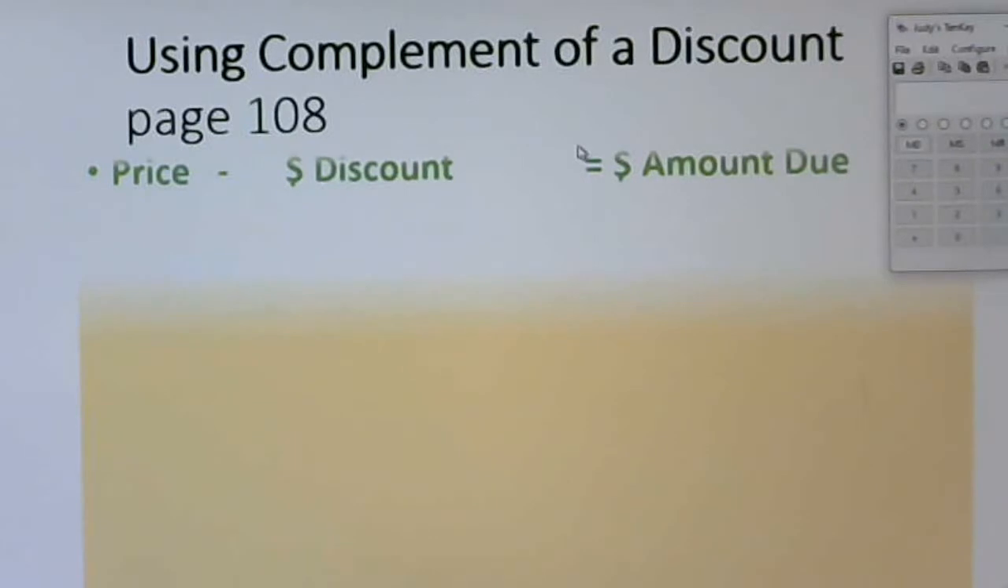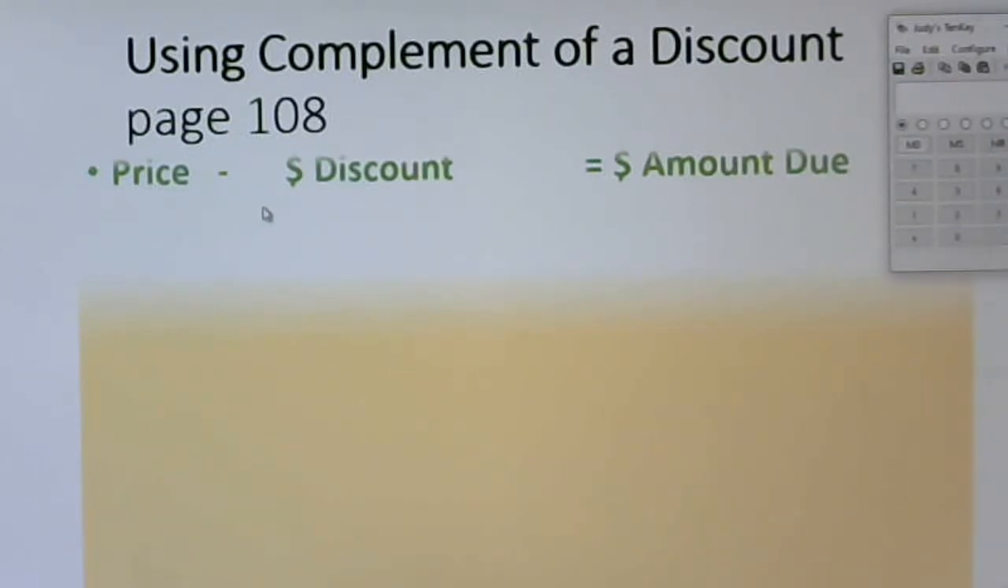Okay, the complement of a discount rate starts on page 108 in the left. A discount is subtracted from a price. If a 30% discount is offered, the buyer pays the full price minus the 30%. Since the full price is 100%, the buyer pays 100% minus the 30 that he's saving. He's paying 70%. So the complement of any percent is equal to that subtracted from 100.